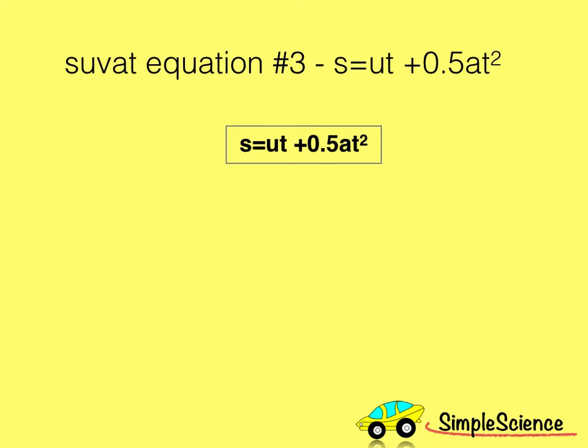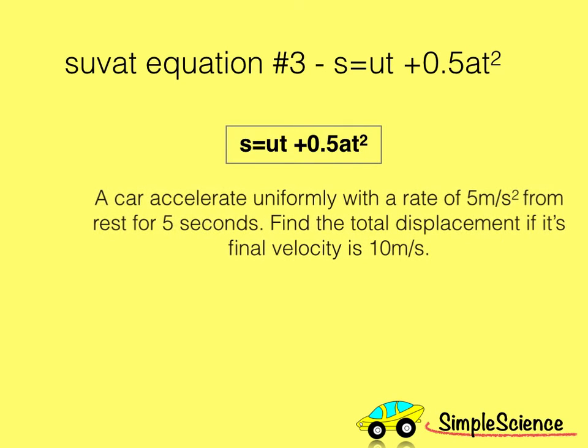suvat equation number 3. s equals ut plus half at squared. This is the most important suvat equation because it combines together all of the uniform acceleration concepts together. Okay, let's look at the first question. A car accelerates uniformly with a rate of 5 meters per second squared from rest for 5 seconds. Find the total displacement if its final velocity is 10 meters per second.